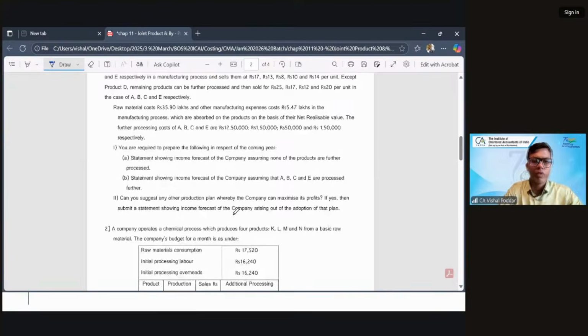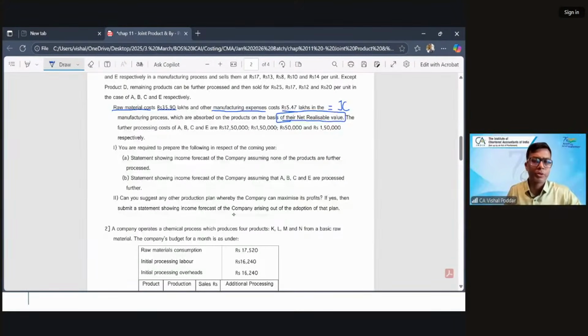Now, what are the details for cost they are giving? So you have spent on raw material this much, and for all manufacturing expenses, labor, overheads, you have spent this much. So the total of this will be your joint cost, because this has happened commonly for all the products, so it is joint cost. Now, they are saying which are absorbed on the product on the basis of. Now they have given you a method, correct?